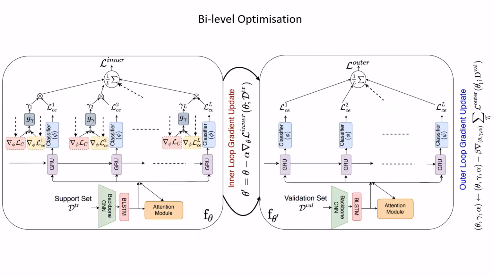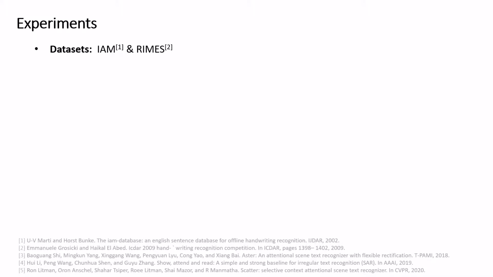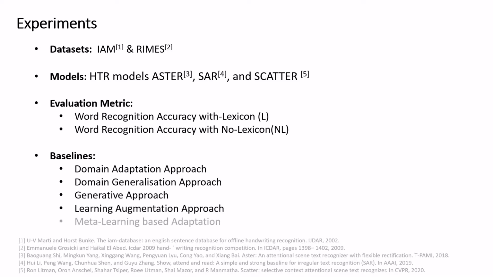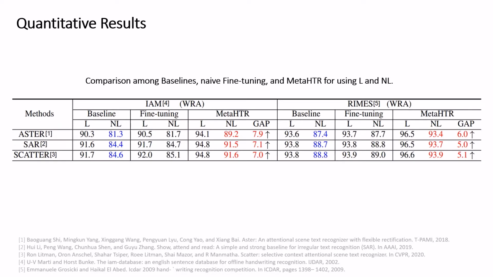We evaluate our model on IAM and RIMES HTR dataset, utilizing 3 HTR models ASTER, SAR, and SCATTER, with word recognition accuracy for both with and without lexicon evaluation metric. Due to absence of prior work on writer-adaptive handwritten text recognition, we designed several strong baselines from perspectives of domain adaptation, domain generalization, generation, learning augmentation, and meta-learning based adaptation. Figure shows results of evaluation. While the performance gain on IAM is around 7%, in RIMES it is around 5%.